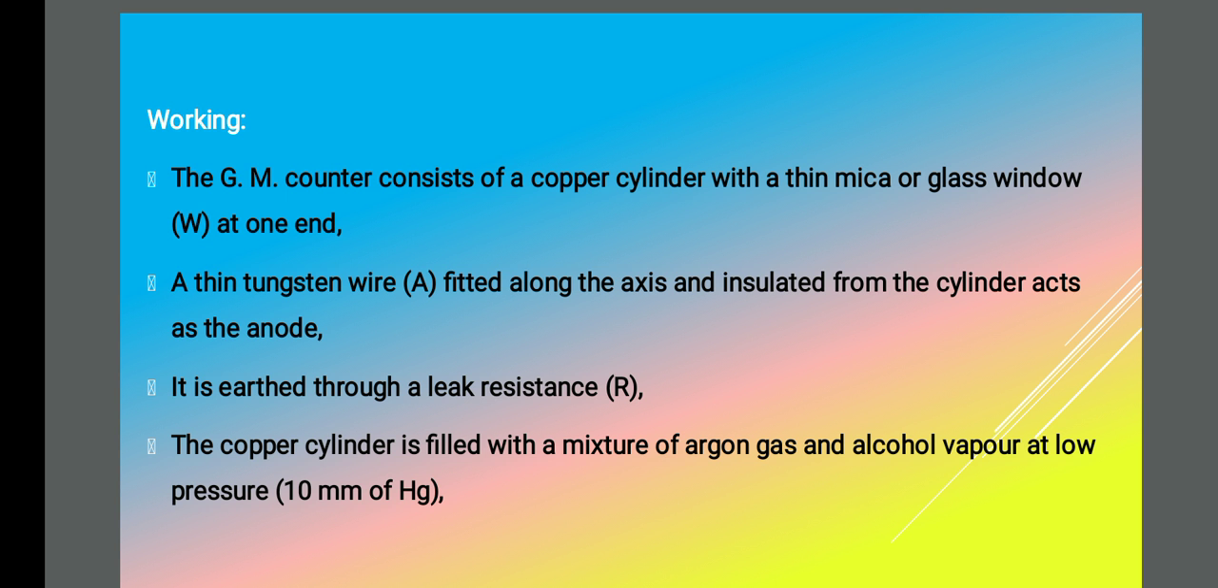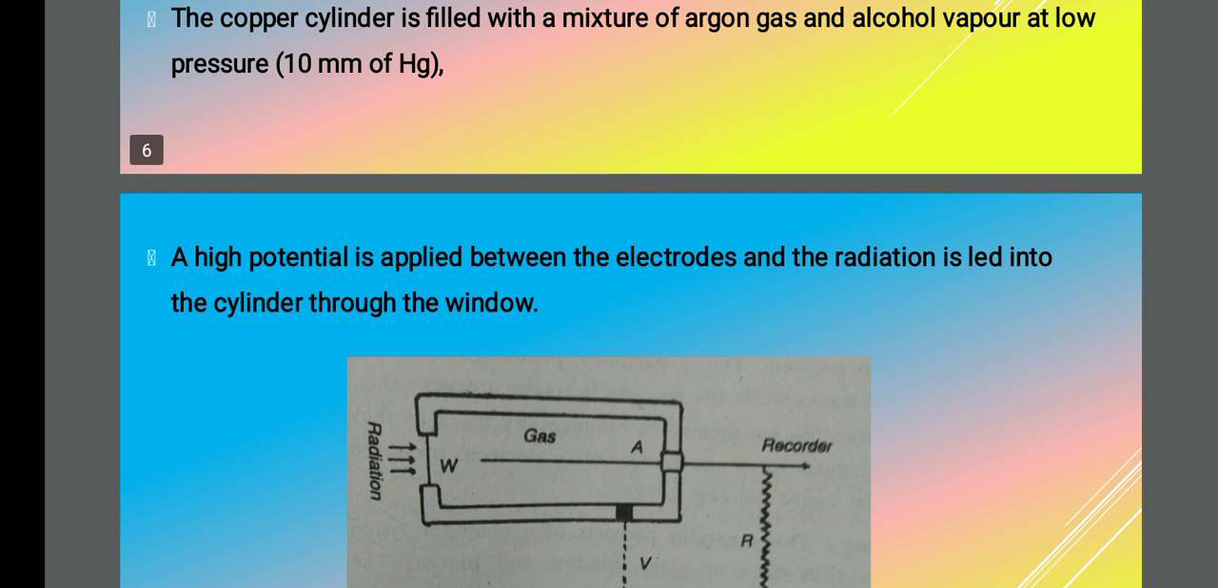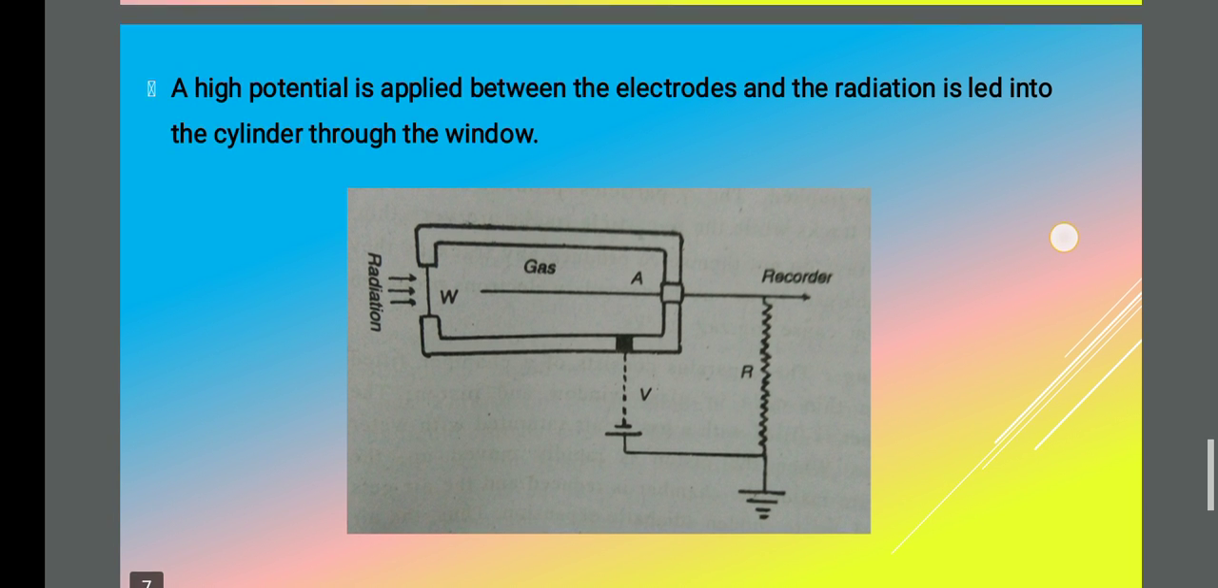Is it clear? And now what you have to do is, a high potential is applied between the electrodes and radiation is led into the cylinder through the window. Is it clear? I'll repeat the point once again, ma. By seeing the picture, you can clearly observe the thing and understand. Okay. So if you see the construction, radiation is allowed to pass through the window W.